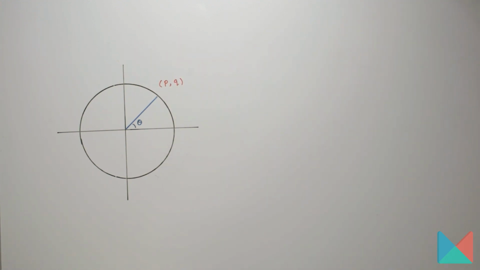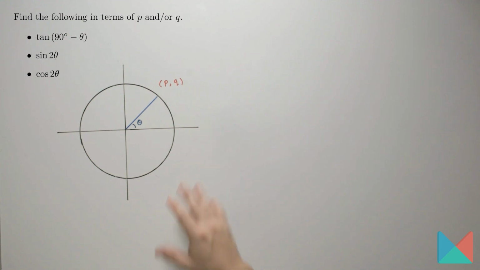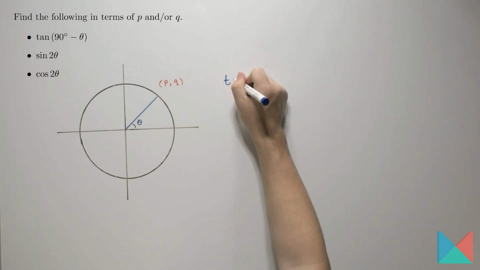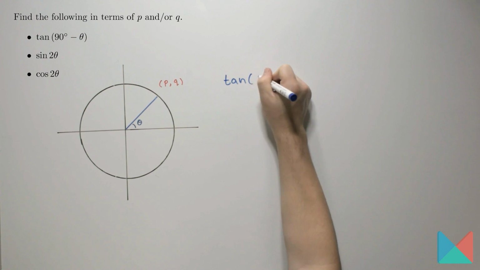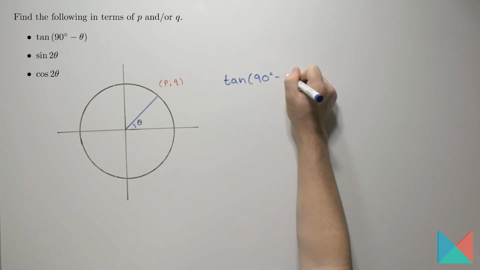In this video, we're going to bring together all the concepts that we've learned throughout this playlist by doing some review problems. So starting with our first example, we have the unit circle here, and we want to first find tan of 90 degrees take theta in terms of P and Q. So let's rewrite this. We have tan of 90 degrees take theta.